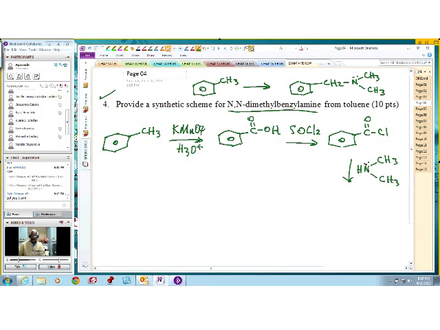This secondary amine will now act as a nucleophilic agent. This will be one of those nucleophilic acyl substitution reactions. The nitrogen here will be acting as a nucleophile, so we form a tertiary amide.